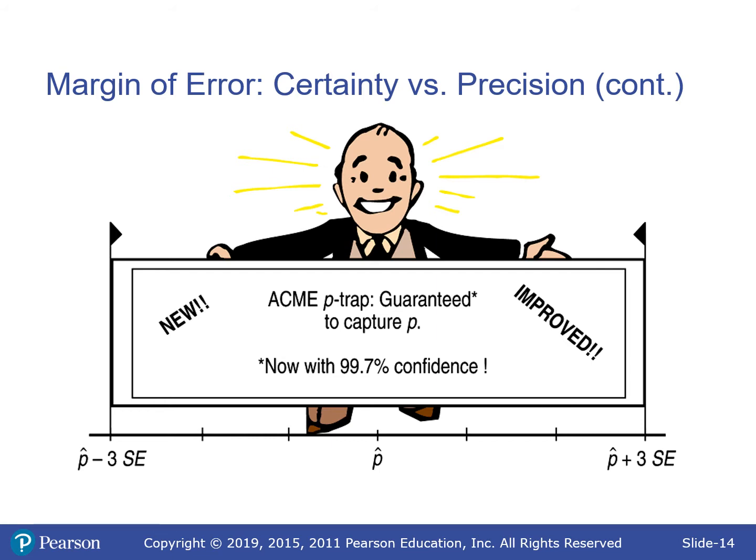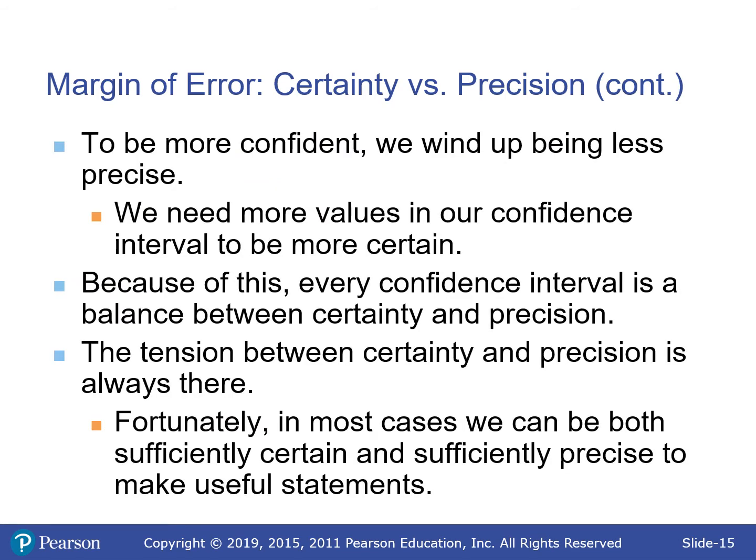Yeah, but that's a really big range. So we're more confident, but we increase the range, so it's way less precise and doesn't give us as much information. So it's a delicate balance there. To be more confident, we wind up less precise. Yep, it's a balance between that certainty and precision. And I love that the tension between certainty and precision is always there. It's so dramatic.